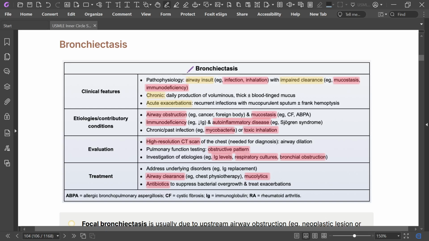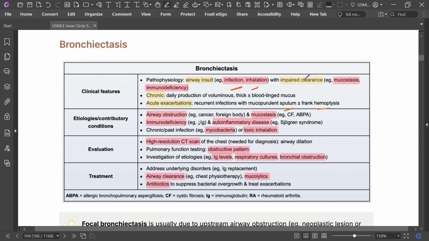Bronchiectasis pathophysiology is airway insult. It may be due to infection, inhalation, impaired clearance, mucostasis, or immunodeficiency. This is the pathophysiology: airway insult with impaired clearance. In chronic cases, there is daily production of voluminous, thick, with or without blood-tinged mucus. In acute exacerbation, it happens due to recurrent infection with mucopurulent sputum and frank hemoptysis.